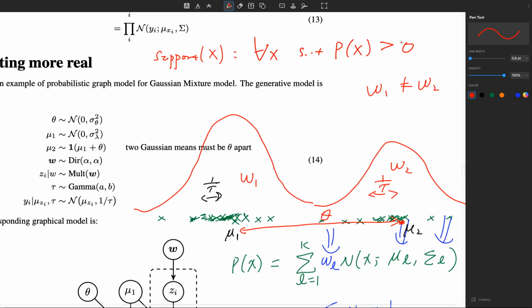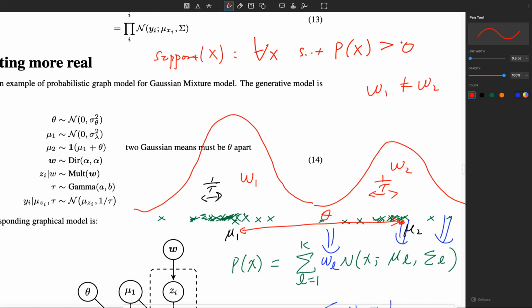So let's think about it. What's the support of theta? Remember, it's actually just the offset, so it can be either left or right, because we just need to add. We can get mu2 from mu1 by adding a theta to it.